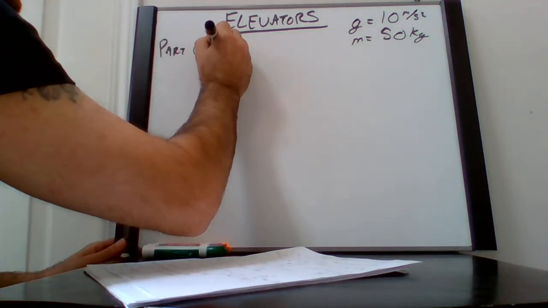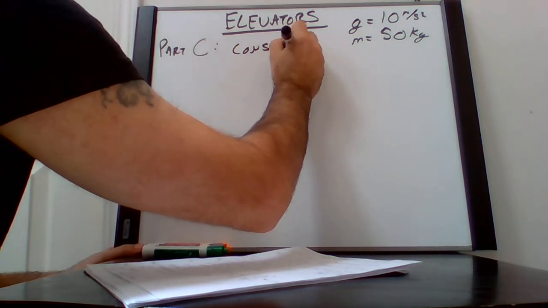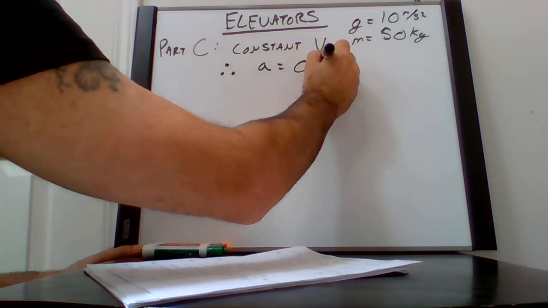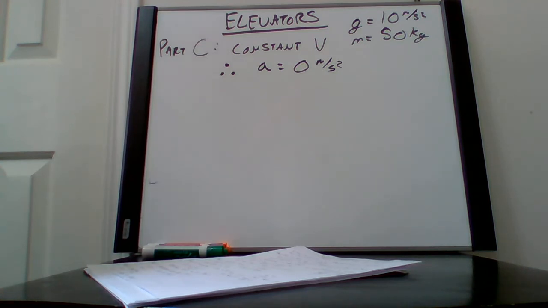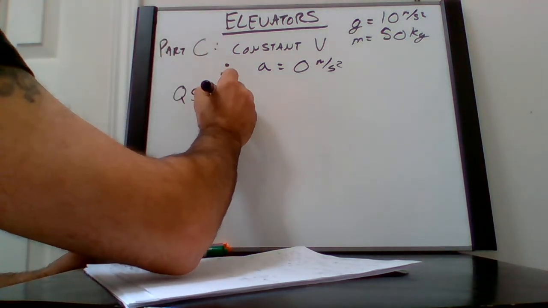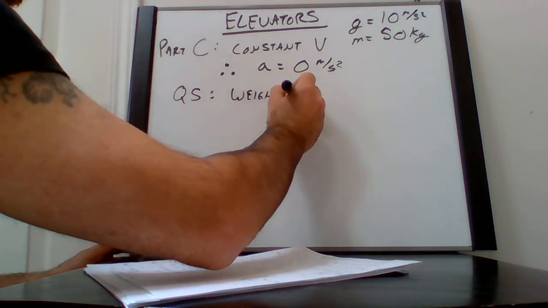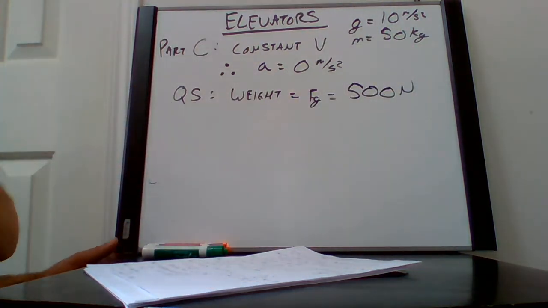For part C, we're saying constant velocity. Therefore, acceleration equals 0 meters per second squared. And so for this situation, this is just like being at rest on the ground floor. So for question 5 here, what is our weight? Our weight equals Fg equals 500 newtons. Okay, no extra acceleration. All we're experiencing is the force of gravity.